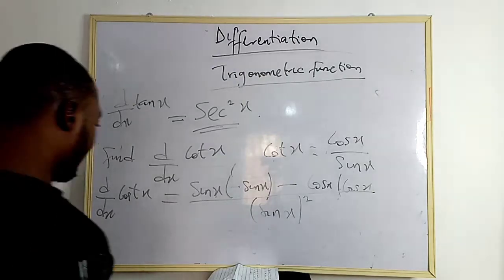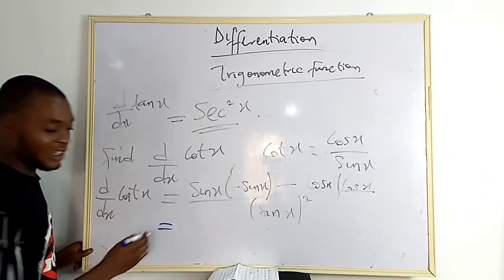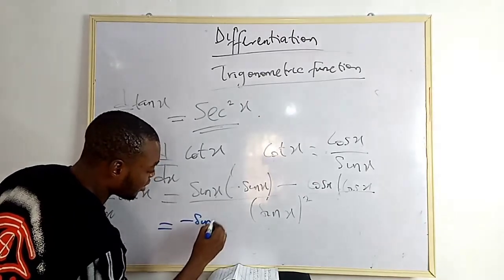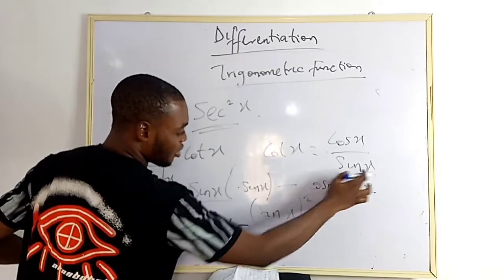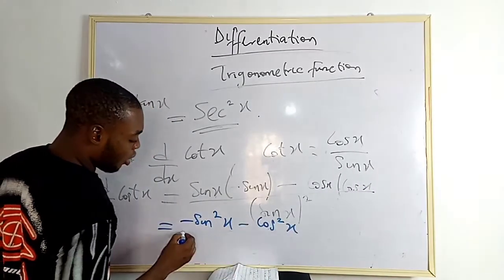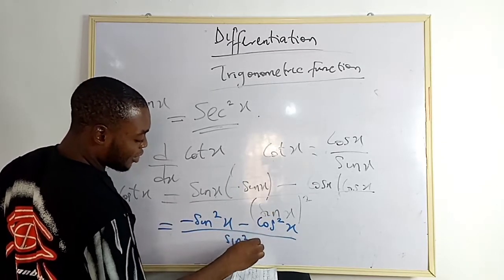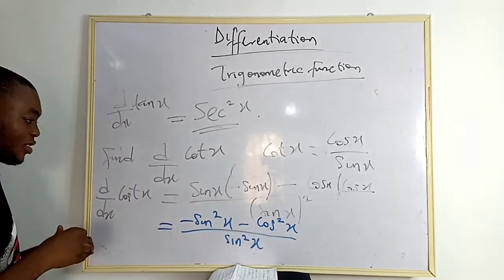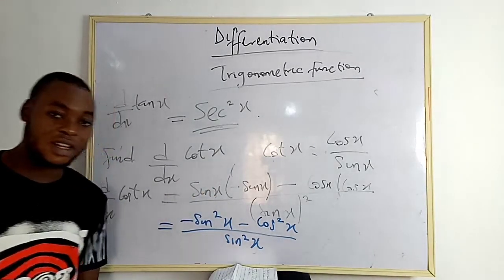So from what we have here, this will be equal to sine x times minus sine x, that's minus sine squared x, minus cos x times cos x, that's what? Cos squared x, all over sine x, everything squared, which is sine squared x. See that? Minus sine squared x minus cos squared x all over sine squared x.